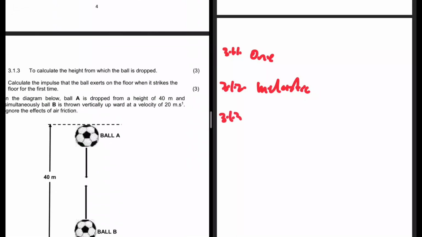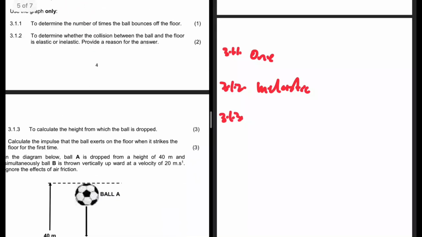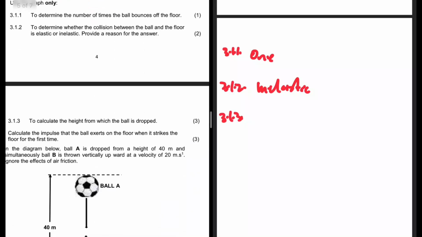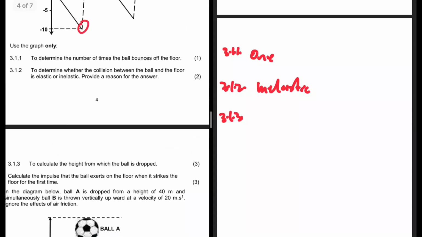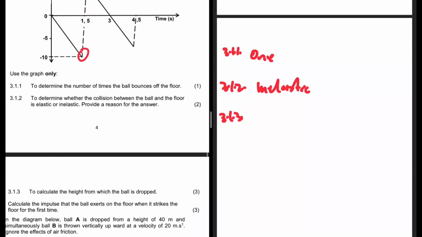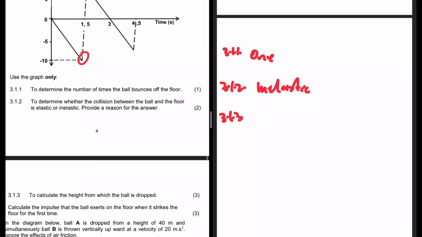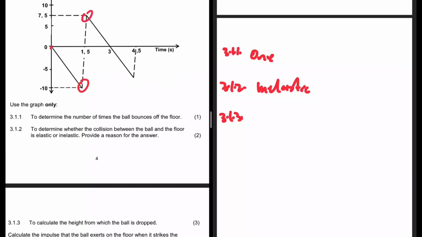3.1.3. We want to use the graph only to calculate the height from which the ball is dropped. So this question says use the graph only, so you cannot use equations of motion. You have to use the area of the graph in order to calculate the height. So this is the time at which it is dropped, and then this is the time at which it strikes the ground. So you can clearly see the area that we have. We need to calculate that area. It's going to give us the height.